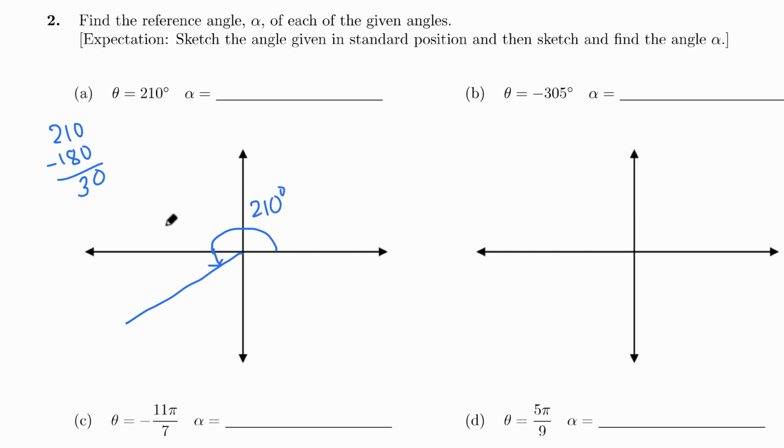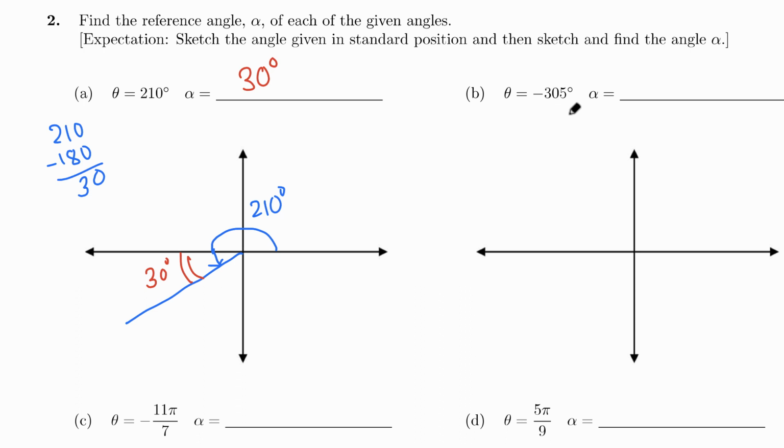Now we need to find the reference angle, which will be then this, with the x-axis, and we just saw this is 30 degrees more, so the alpha is 30 degrees.